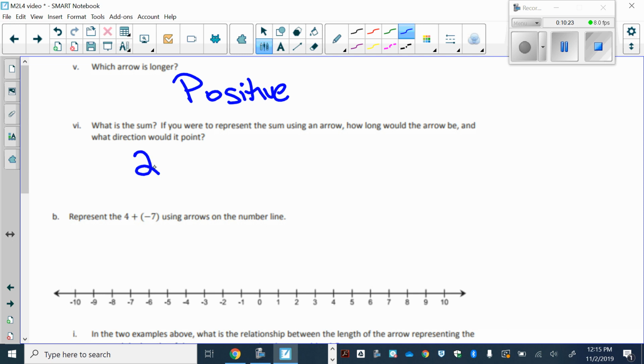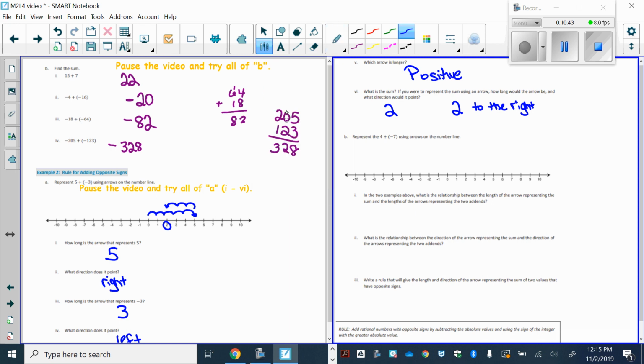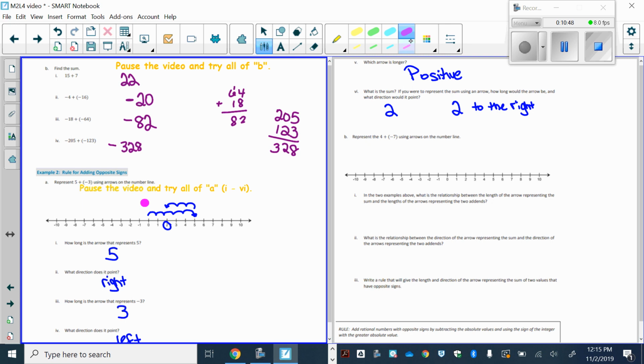If we were to represent the sum using an arrow, how long would that arrow be, and in what direction would it point? It would be 2 to the right. Let me show you what I'm talking about. The sum, here we go. That landed us at 2. I'm going to leave the dual screen up for a moment.